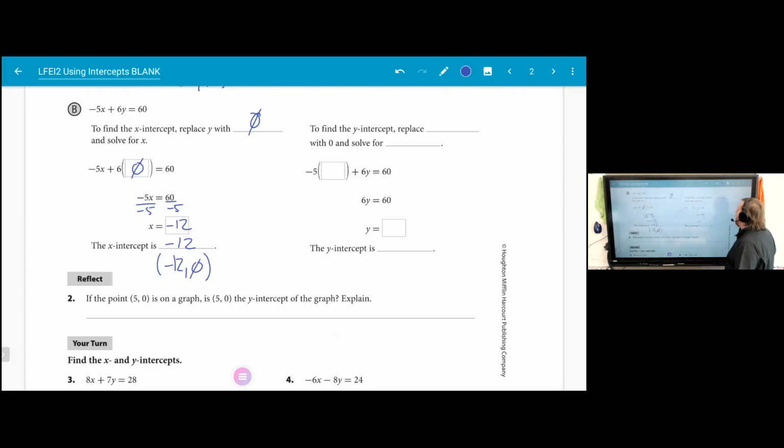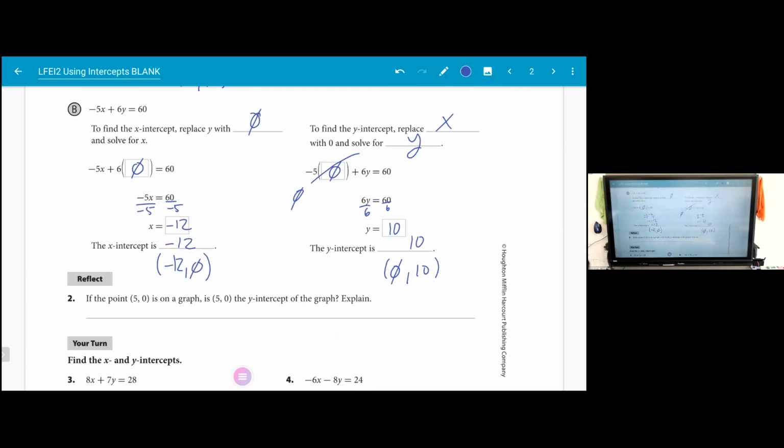To find the y-intercept, we replace x with 0 and solve for y. So I say negative 5 times x, x is now 0. Well, negative 5 times 0 is 0. 0 plus 6y is just 6y. 6y equals 60. You divide both sides by 6. Y equals 10. The y-intercept is 10. In other words, when x is 0, y is 10.